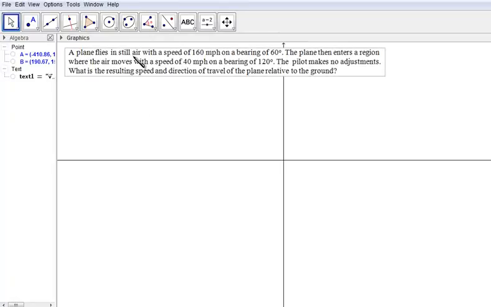A plane flies in still air with a speed of 160 miles per hour on a bearing of 60 degrees. The plane then enters a region where the air moves with a speed of 40 miles per hour on a bearing of 120 degrees. The pilot makes no adjustments. What is the resulting speed and direction of travel of the plane relative to the ground?